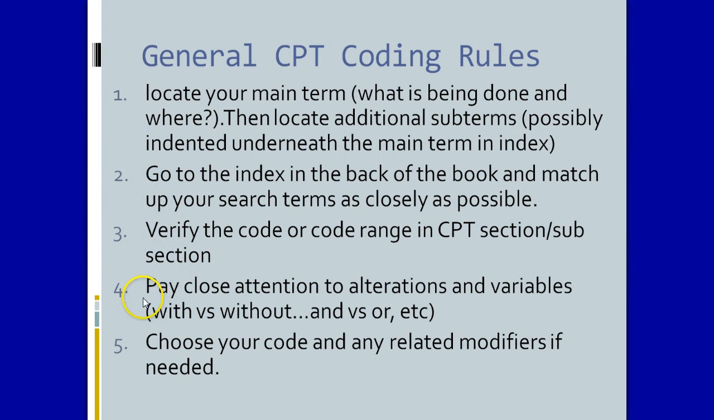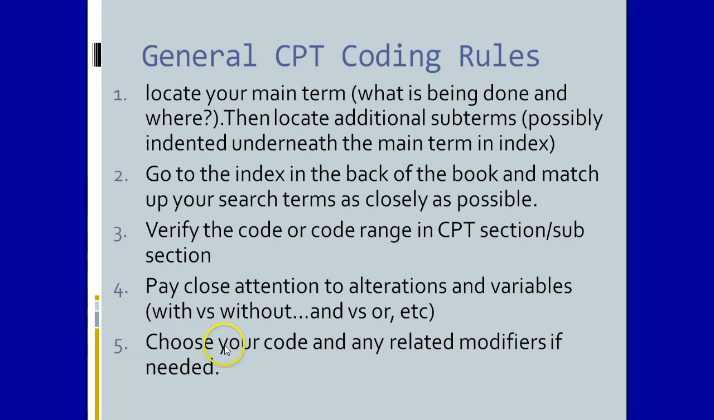All right, and then step 4, pay close attention to alterations in variables, with versus without, and versus or, etc. That's important as well, because there may be one CPT code that has all of the services provided without fluoroscopic guidance, and then there may be another code, the exact same procedure, on the next page that includes fluoroscopic guidance. So that's the difference between choosing an accurate code or choosing an incorrect code.